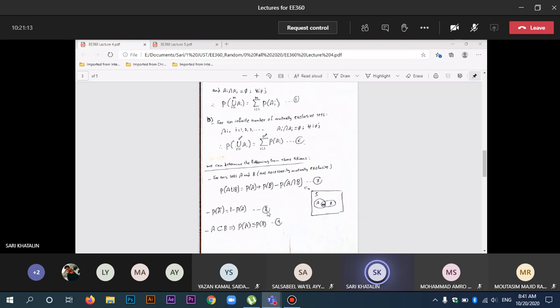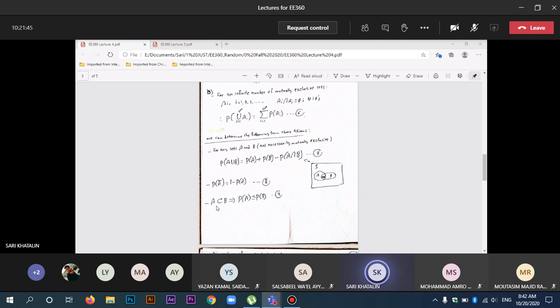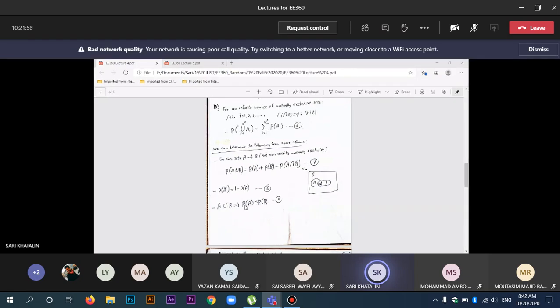Equation 8 says the probability of the complement of A is equal to 1 minus the probability of A. Of course, 1 is really the probability of S. So in equation 8, we can say the probability of S minus the probability of A will give us the probability of the complement of A. And the same thing, equation 9 says if the event A belongs to B, then the probability of A is less than or equal to the probability of B, which is very obvious.